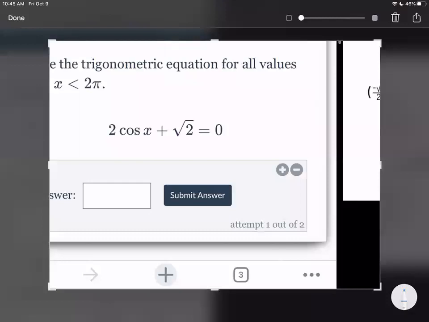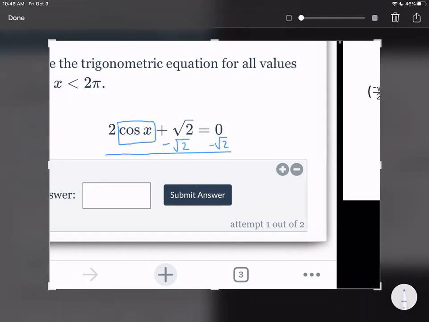Okay, so we have 2 cosine of x plus radical 2 is equal to 0. We want to get the trig part by itself, so we're going to get cosine x by itself. In order to do that, we're going to subtract radical 2 on both sides. Just treat it like any other equation that you've ever seen. 2 cosine x is left here is equal to negative radical 2. We still want cosine x by itself, so we're going to now divide by 2. We get cosine x is equal to negative radical 2 over 2.